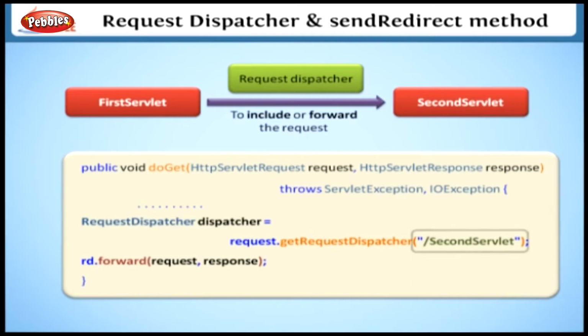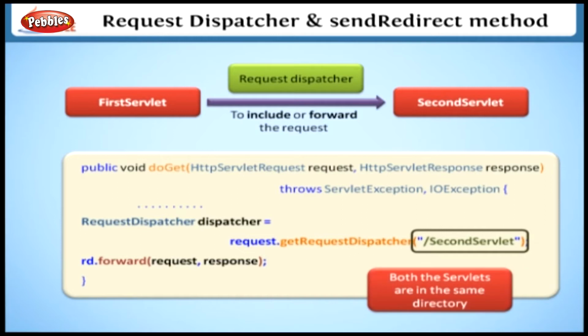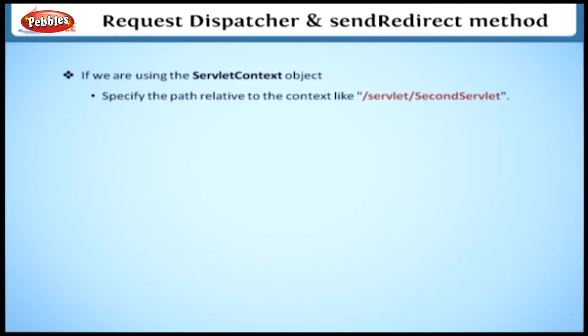Here we are using only the name of the servlet as a parameter, instead of a path, because both the servlets are in the same directory. So, there is no need to specify any path. Just a / before the name of the servlet is enough. If they are in different directories, then we have to use the relative path with respect to the request object. If we use the servlet context object to obtain the request dispatcher, then we have to specify the path relative to the context, like /servlet/SecondServlet.